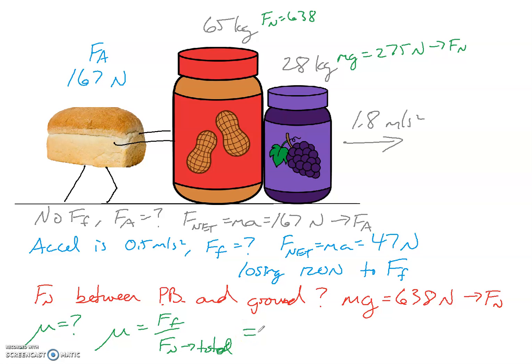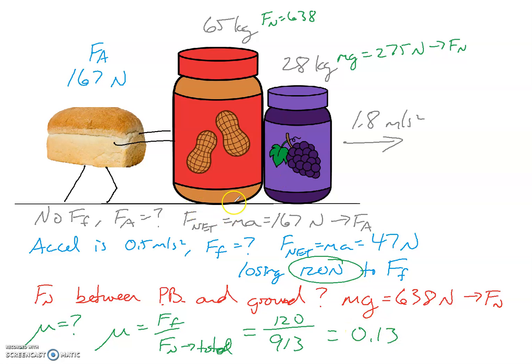So I know my force of friction was 120. So if I put my Fn's together, I'll add the 638 and 275 for a total normal force of about 913 newtons. So if I take my force of friction of 120 and I divide it by the 913, I get a coefficient of about 0.13.